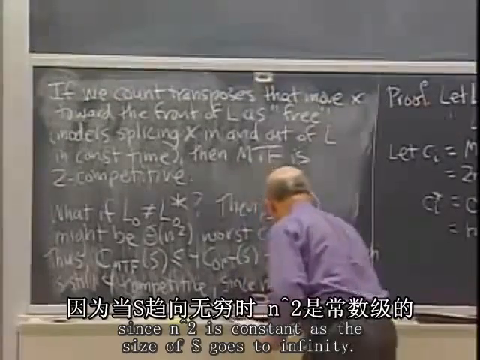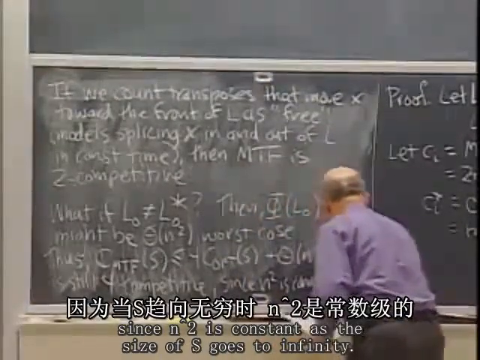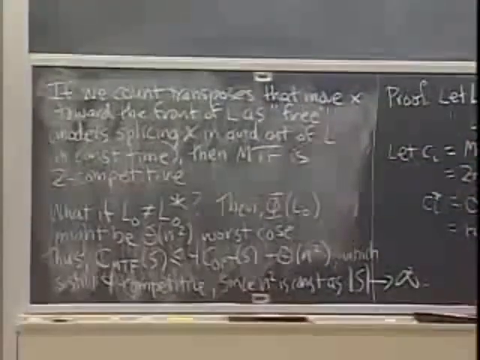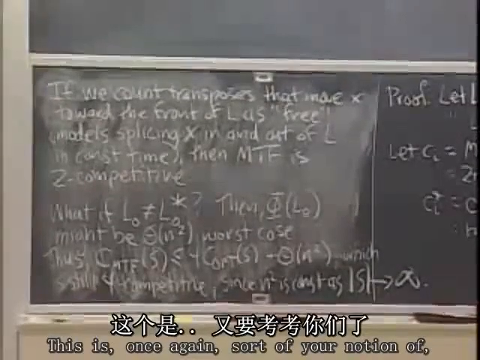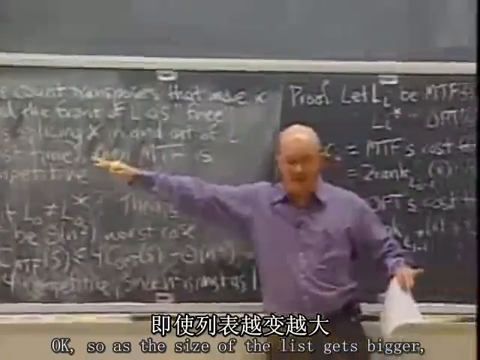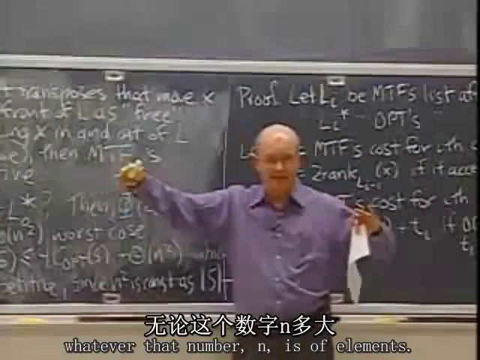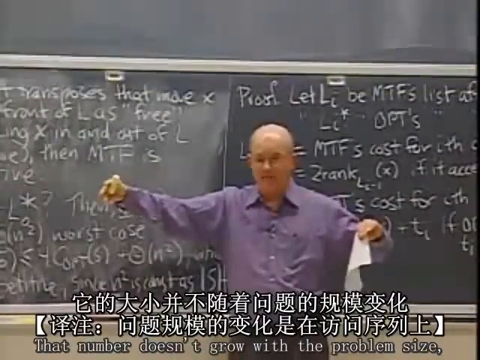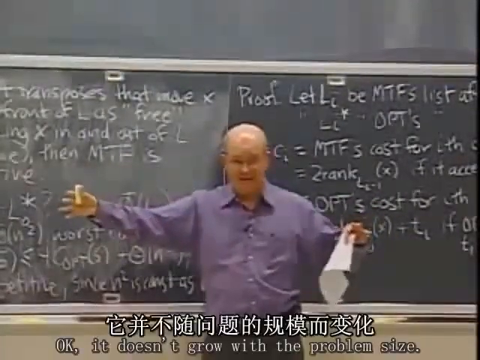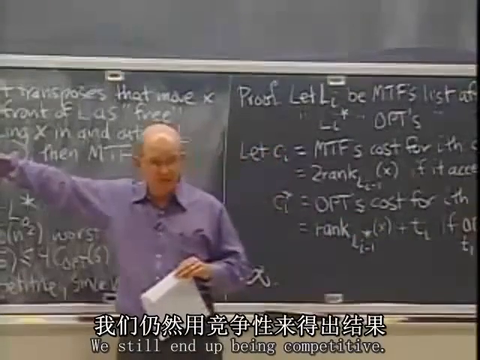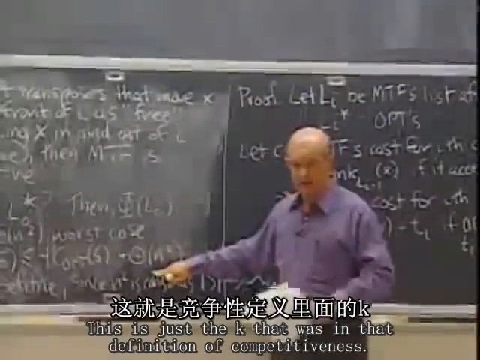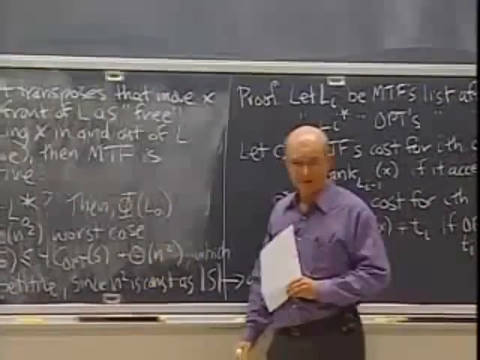Since n squared is constant as the size of S goes to infinity, this is once again your notion of what it means to be a constant. As the size of the list gets bigger, all we're doing is accessing that number n of elements. That number doesn't grow with the problem size, even if it starts out as some variable number n. We still end up being competitive. This is just the k that was in that definition of competitiveness. Any questions?